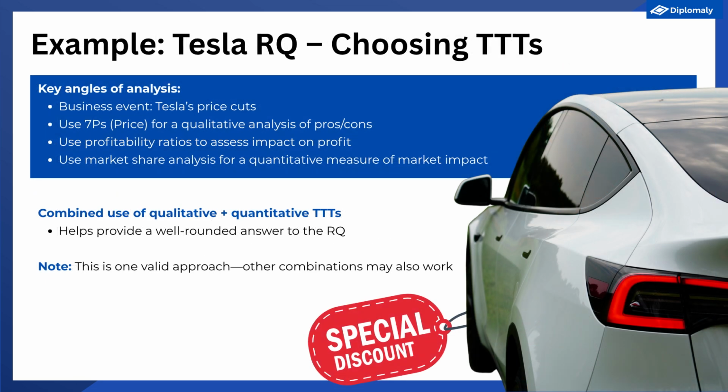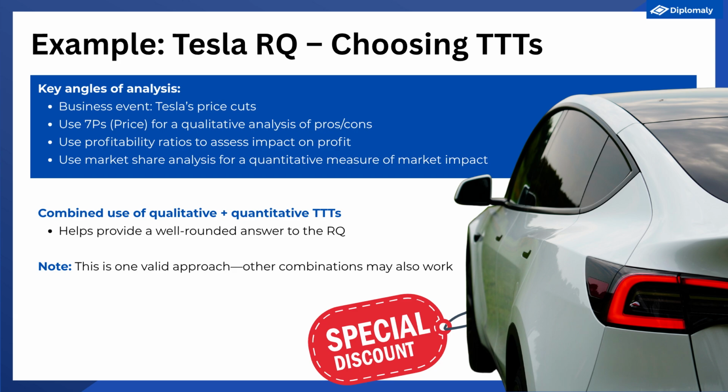The first research question we saw: to what extent has Tesla's decision impacted its market share and profitability in the US market? In this type of question, we have a few angles of analysis. The first is the business event itself, which is Tesla's decision to cut prices. This relates directly to the 7 Ps, so we could conduct a partial 7 Ps analysis to understand the advantages and disadvantages of Tesla cutting its pricing strategy.